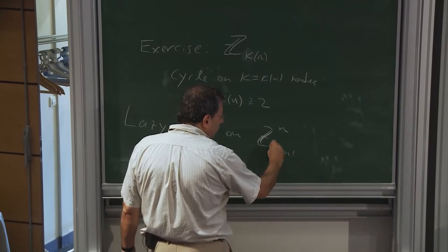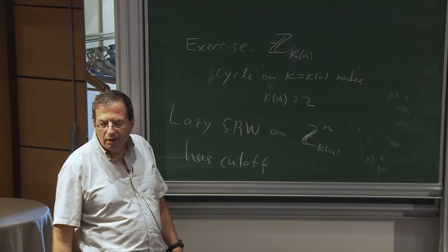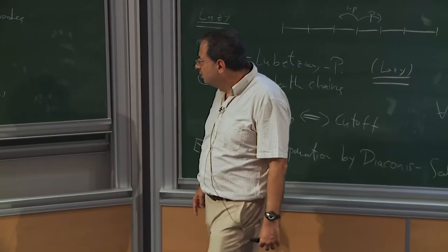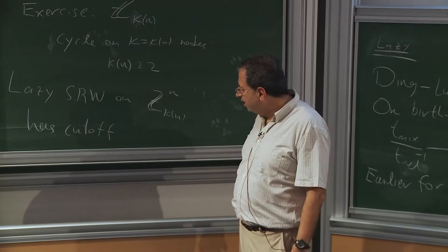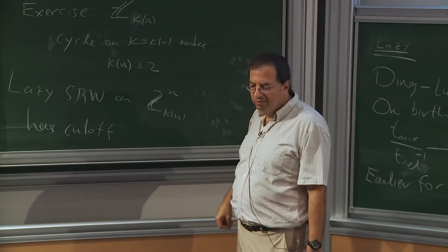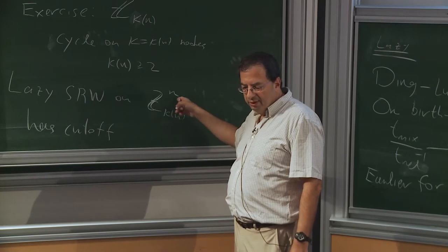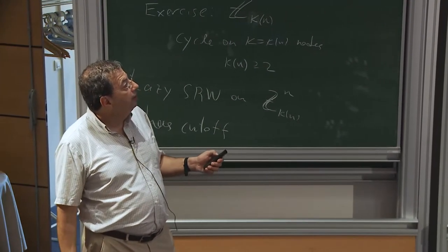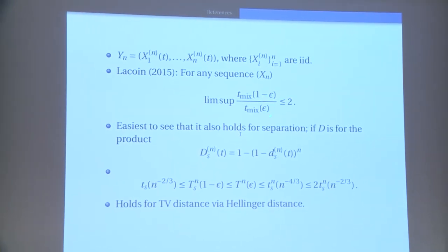So I make no assumptions on this k(n) sequence except that it's always at least 2. So it could fluctuate arbitrarily, and yet, the formula for the mixing time of the nth chain depends very much on k(n), but there is always cutoff, meaning t_mix^(n)(1 - ε) over t_mix^(n)(ε) goes to 1. So this is an example of chains that change with n, and we take the nth power, and this always has cutoff. But it's not the most general example, and what Lacan showed is that in general, the best you can say is that any product of n chains has pre-cutoff with factor 2.